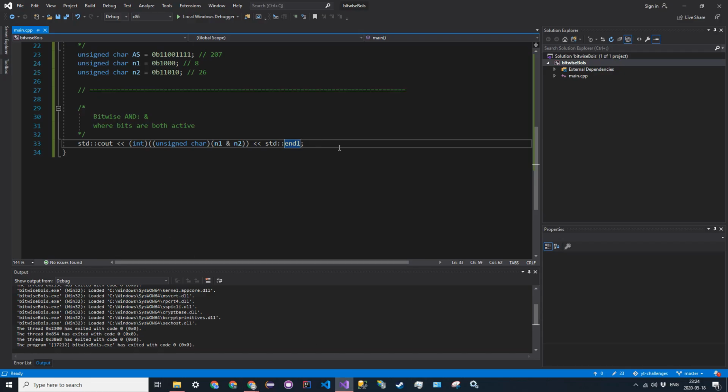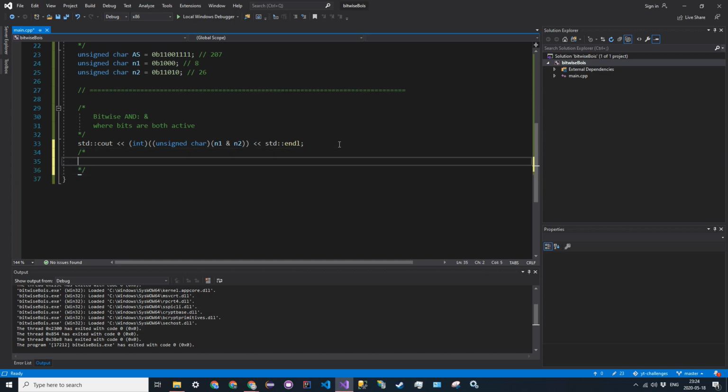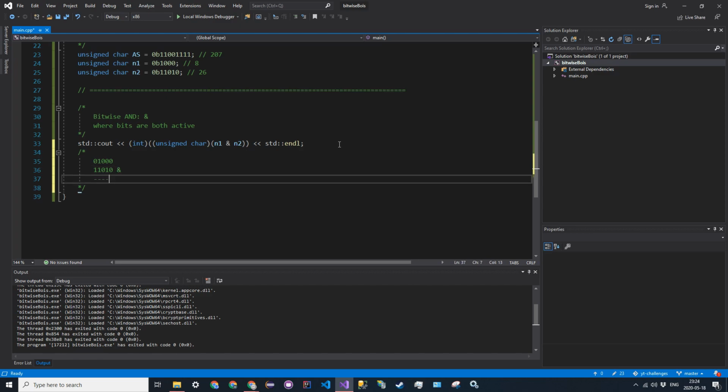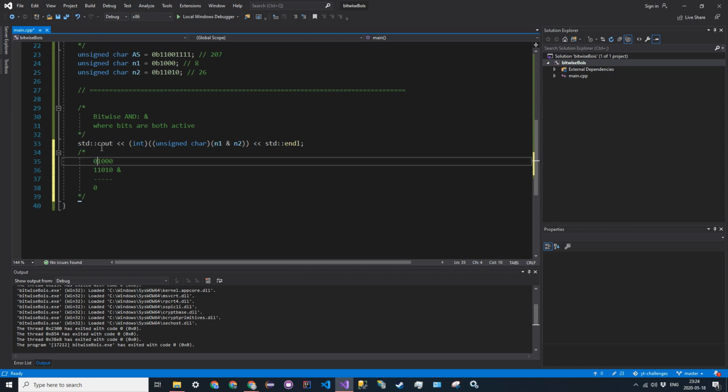All right, so let's look at what AND is actually doing under the hood. If we do 01000, which is N1, and then AND it with 11010, which is the second one, and I'll put the result down here. We essentially take where both bits are 1. First one, you have a 0 and a 1, so that's a 0. It's like Boolean AND, where they both have to be active. Then we only have a 1 and a 1 in the second position from the left, so that's the only one. So it's going to be 01000, which is equal to 8, which is good.